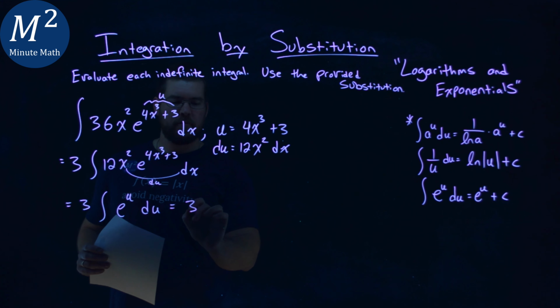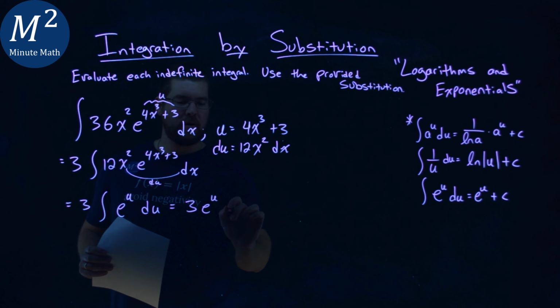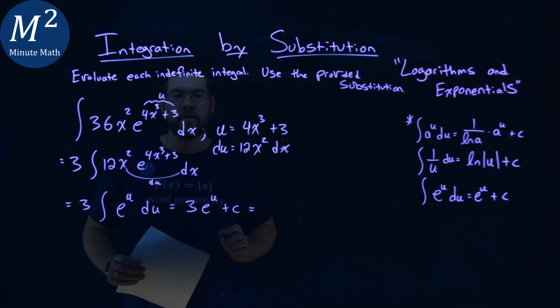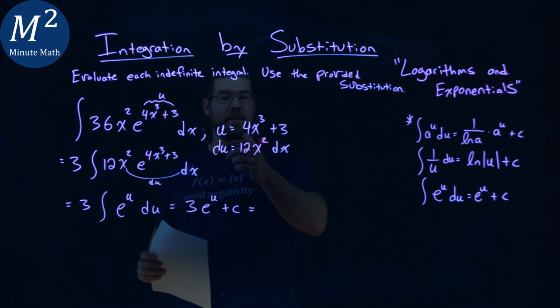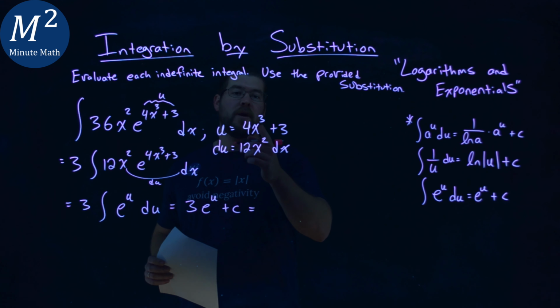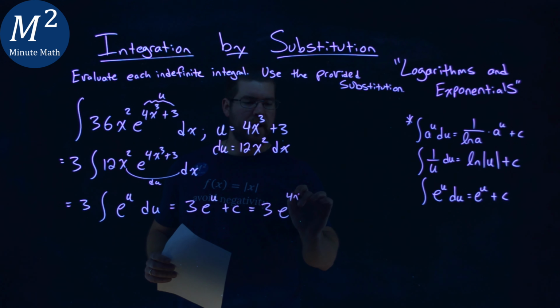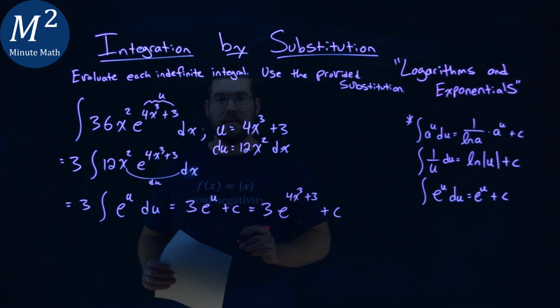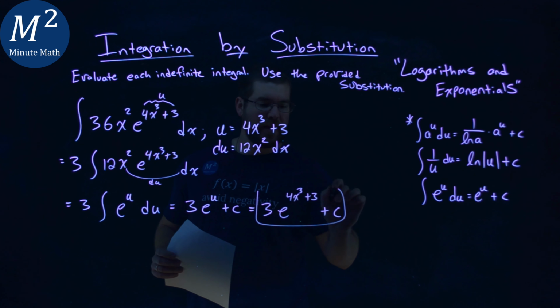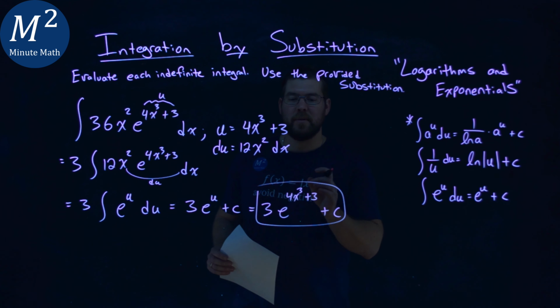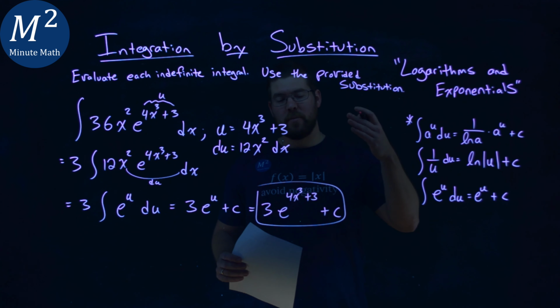So 3 stays out front. 3 times e to the u power plus c. And we keep on going. Now u, we can plug back in, is 4x to the third power plus 3. So let's do that. 3 times e to the 4x to the third power plus 3, and then plus c at the end. And that's it. Our final answer here is just that, 3 times e to the 4x to the third power plus 3, then plus c at the end.